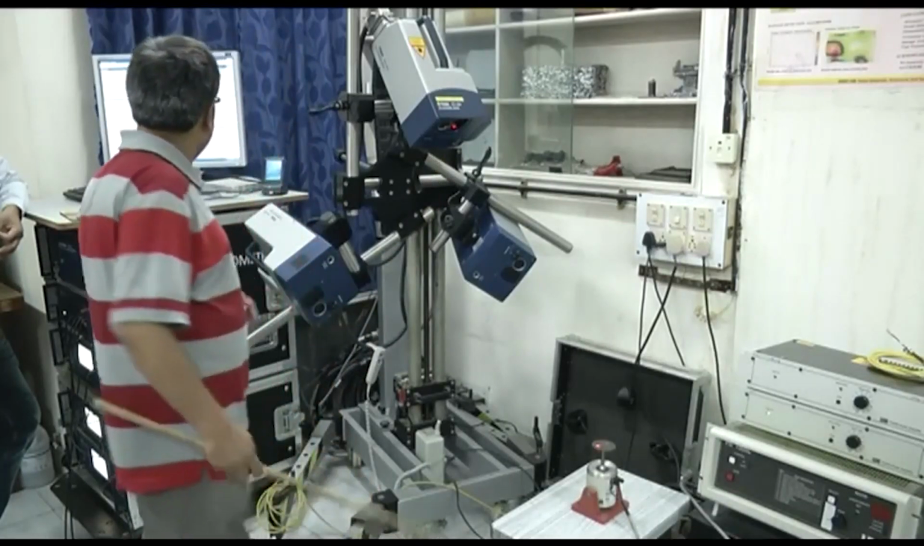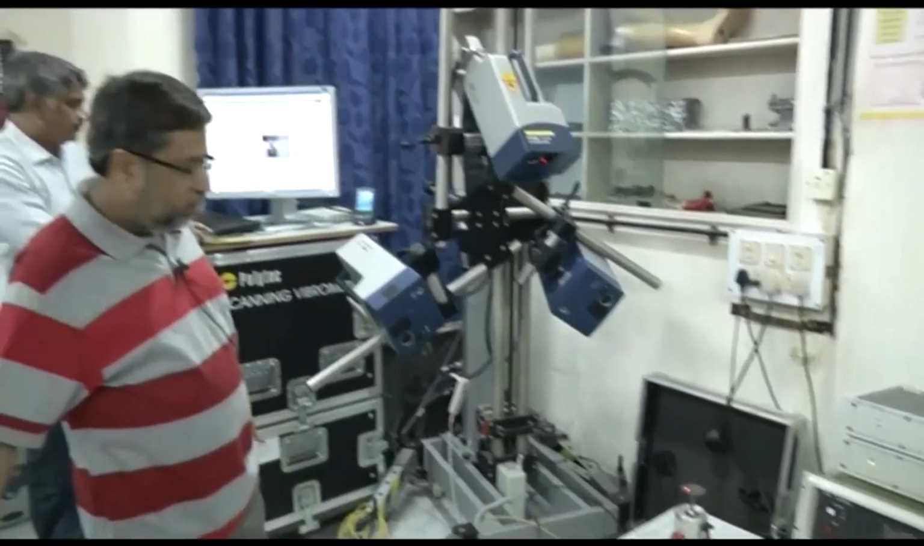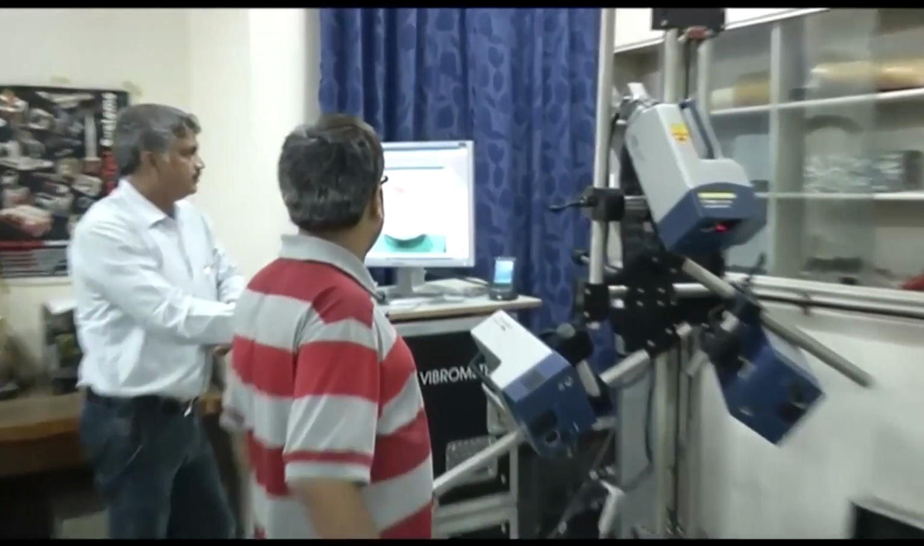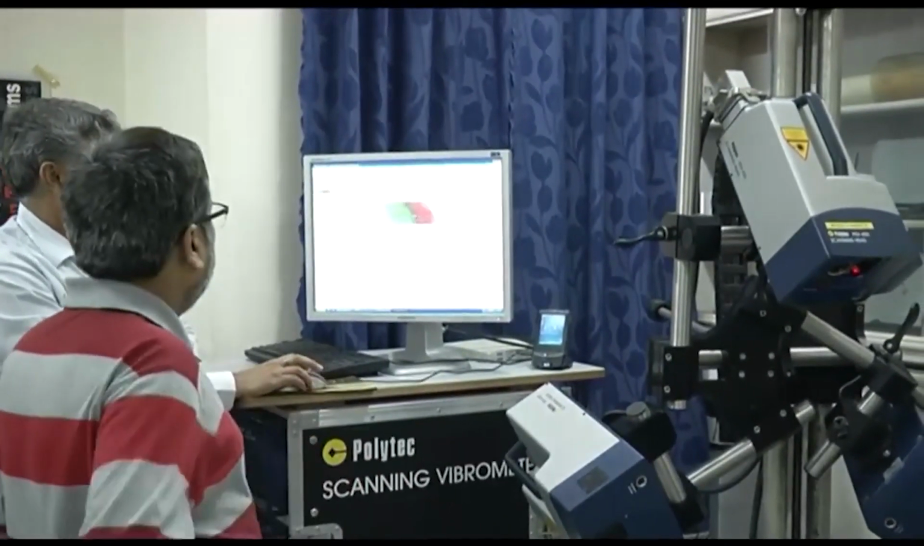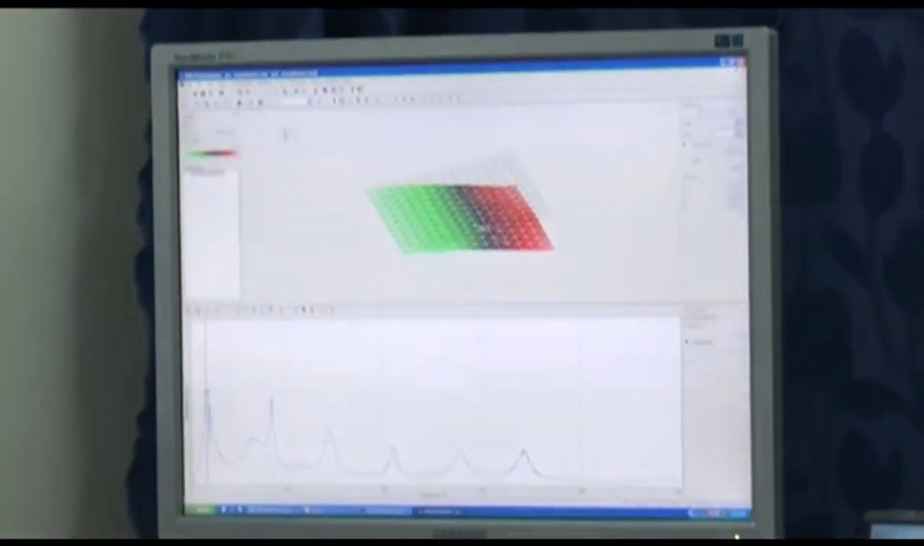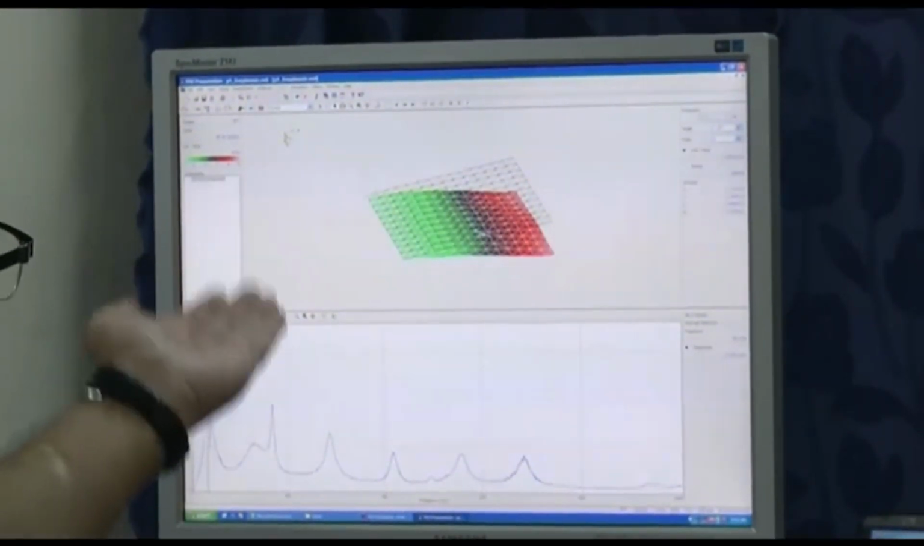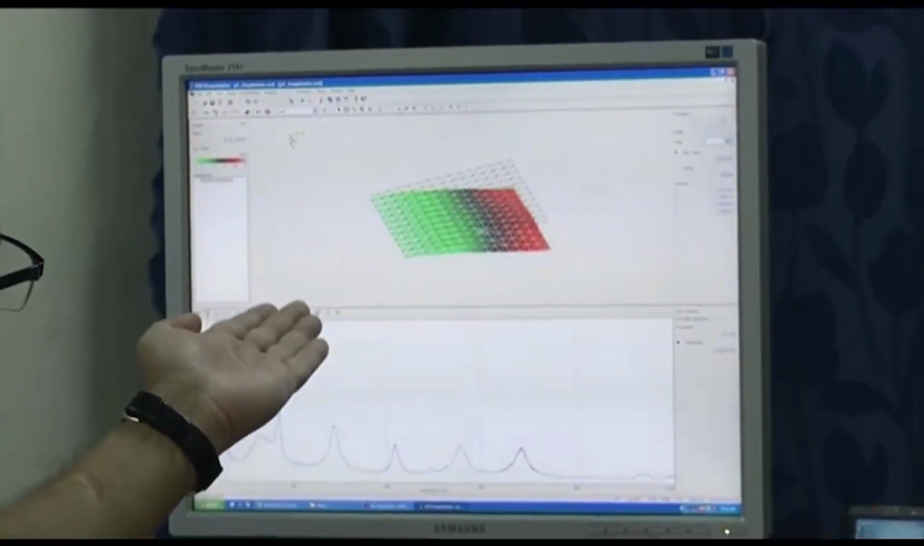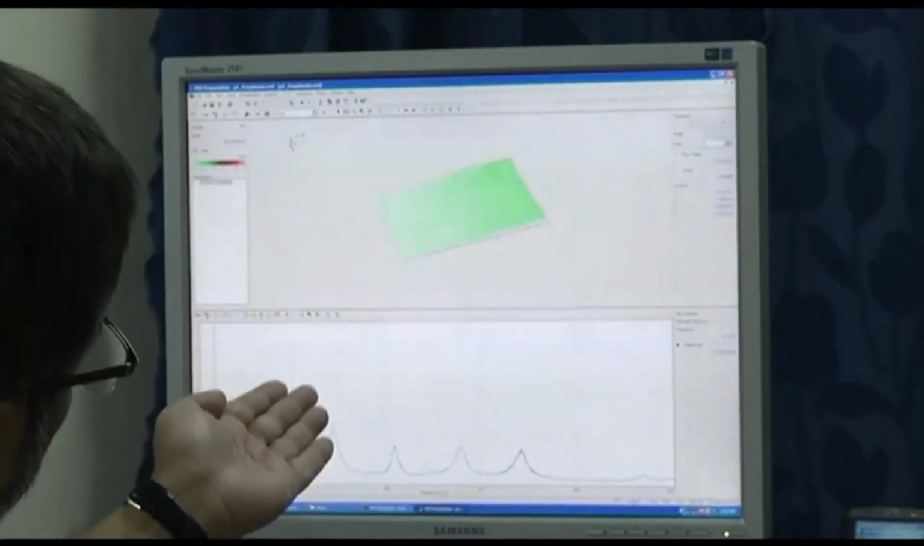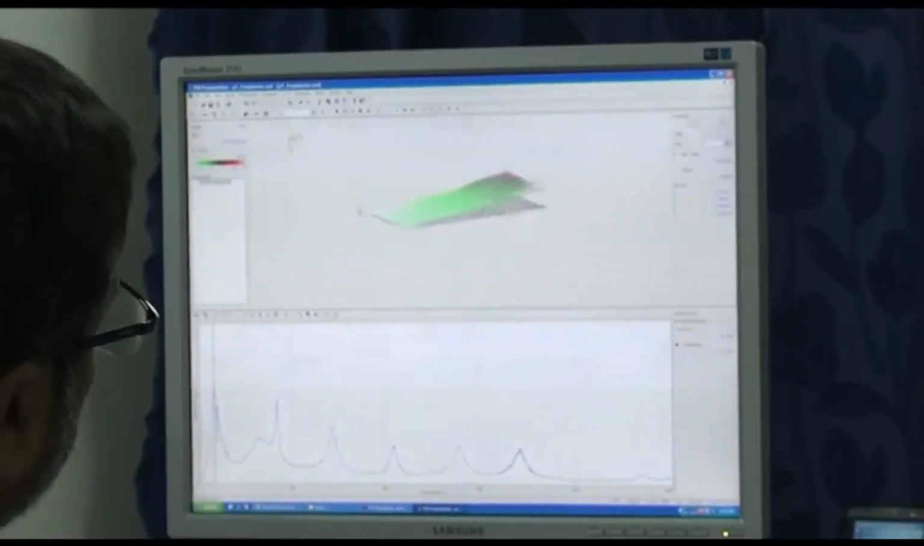And we can see it now, how we are going to record this Doppler shift. As you can see here, this is a particular plate, and you can see that the various colors on the surface are showing how the velocity profile is changing.